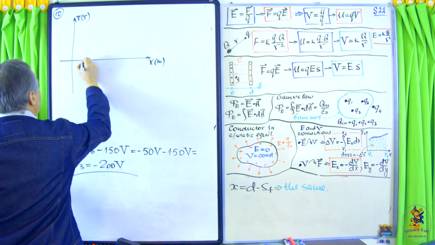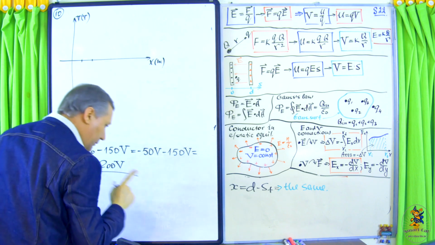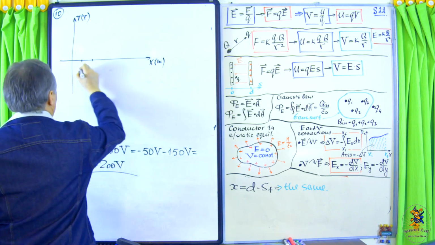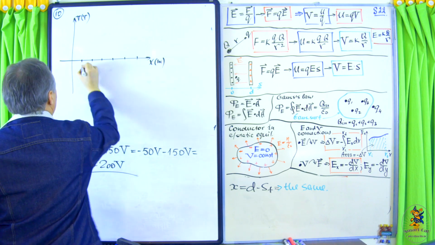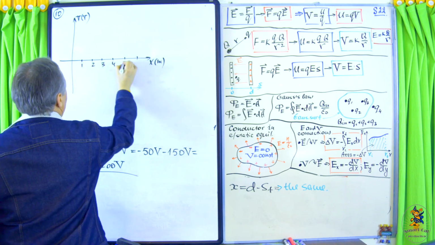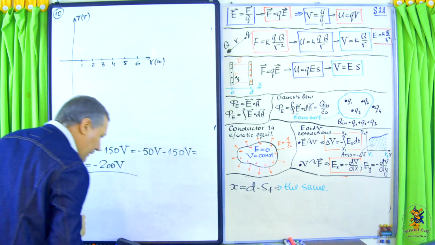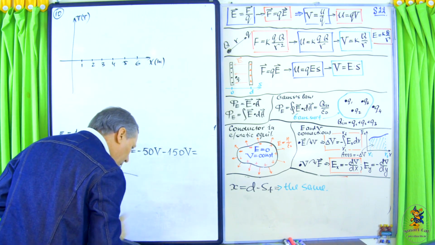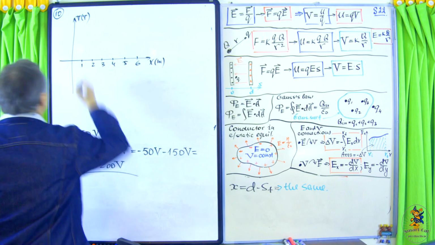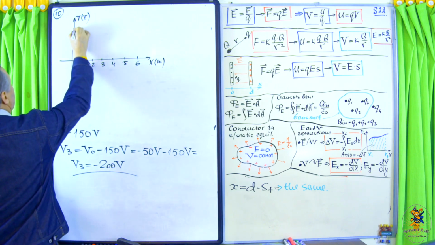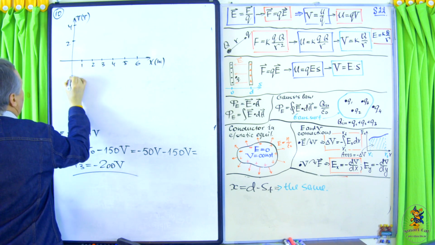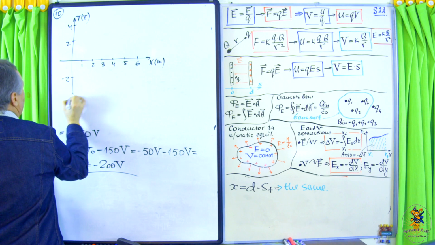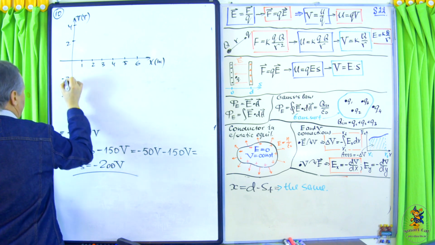Let me first label this 1, 2. I need 6. 1, 2, 3, 4, 5, 6 meters. Then 4 and minus 4. So let's say this is 2, this is 4, 4 volts, and here we'll have minus 2 and minus 4.